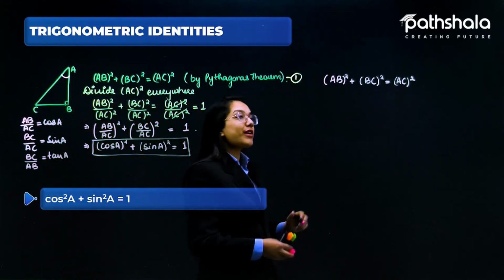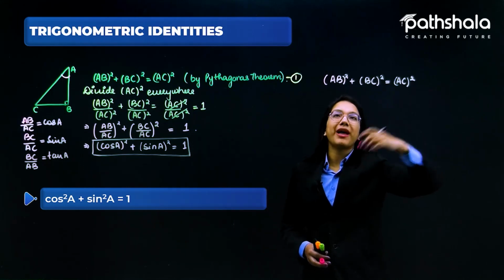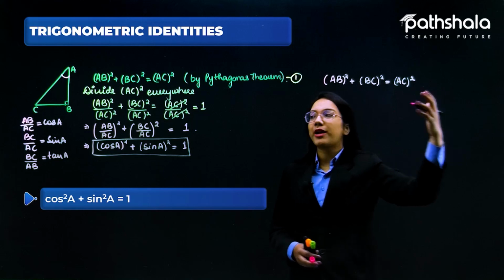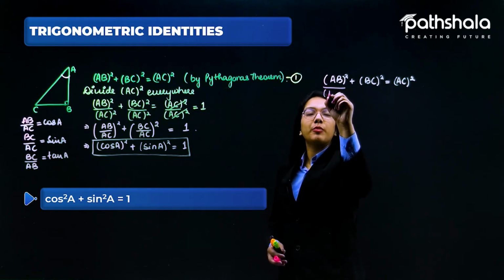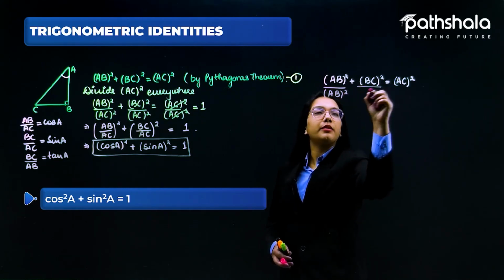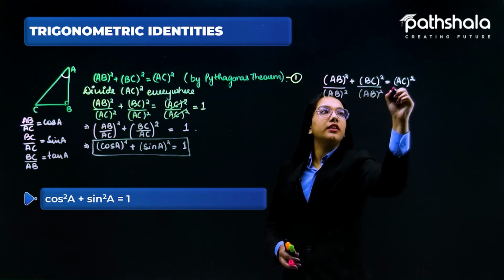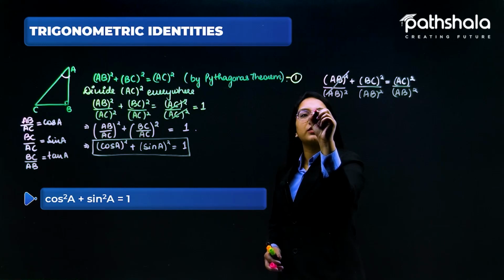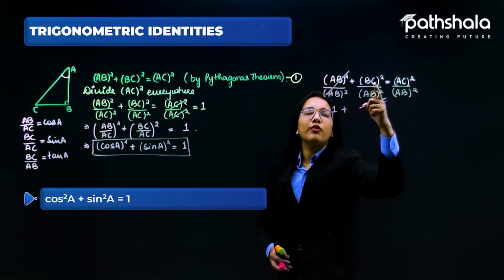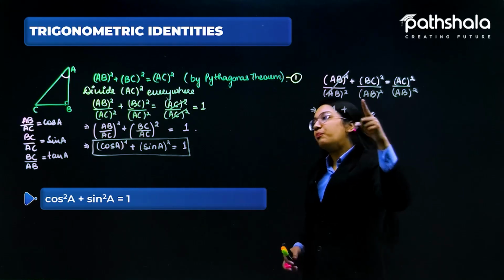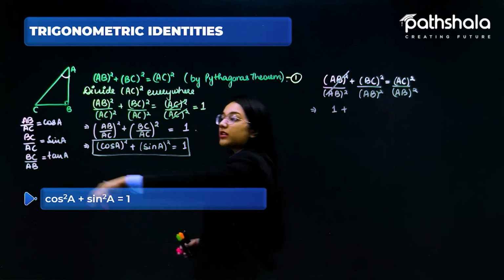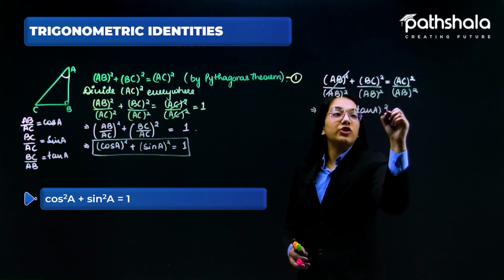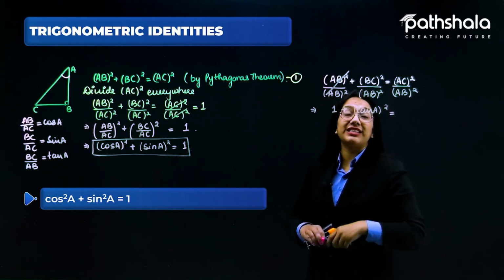Let us suppose I'm dividing this whole equation by AB whole square. So AB whole square divided by AB whole square gets cancelled, and this would be 1 plus BC by AB whole square. Since we know that BC by AB is nothing but tan A, we can write this as 1 plus tan A whole square, which is equal to AC by AB whole square.